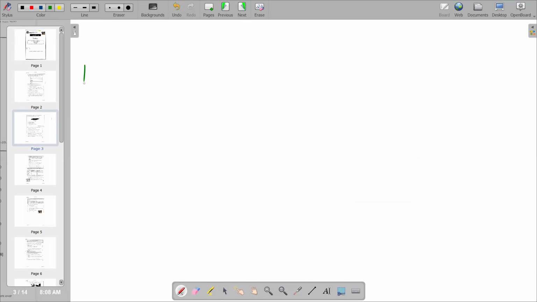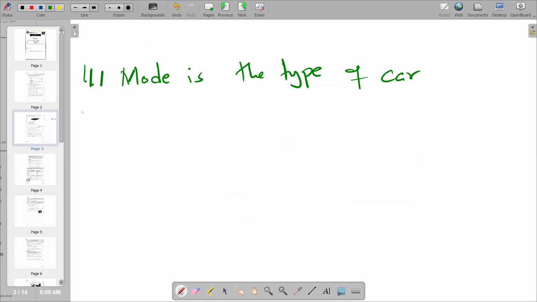This is question 1.1.1. So we are saying a mode is the type of car that appears more than the other cars.